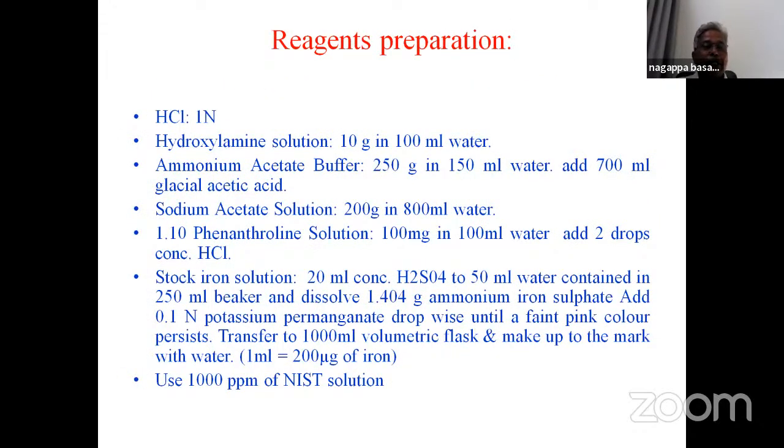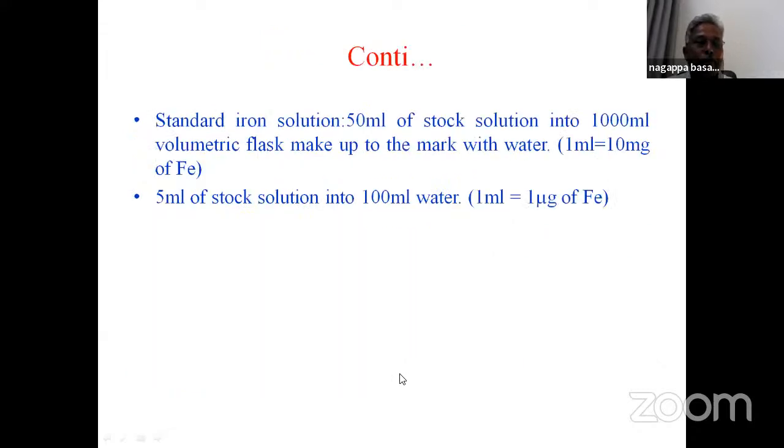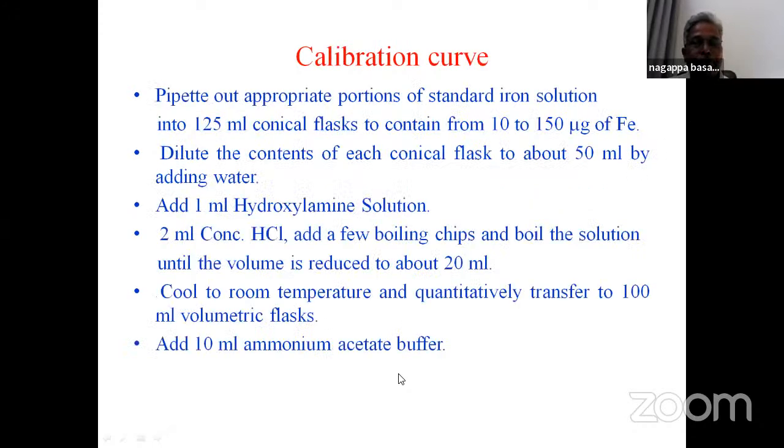Reagents: HCl is required, hydroxylamine is required, ammonium acetate buffer is required, stock iron solution, sodium acetate solution, 100 ppm, and 1000 ppm of this standard we require. Pipette out appropriate portions of standard iron solution from 10 to 150 micrograms per liter of iron.